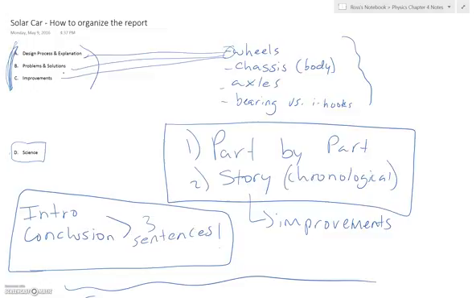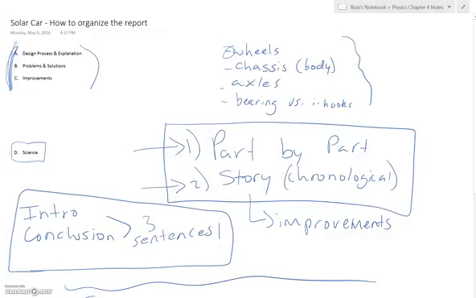You'd probably do the same thing for chassis, axles, and bearings. So each of those you would talk about in 3 different sections, which would make the discussion of wheels or of the axles very fragmented. So rather than set your lab up with A, B, and C, I would suggest one of 2 options. Option 1 being part by part, and option 2 being kind of a story.